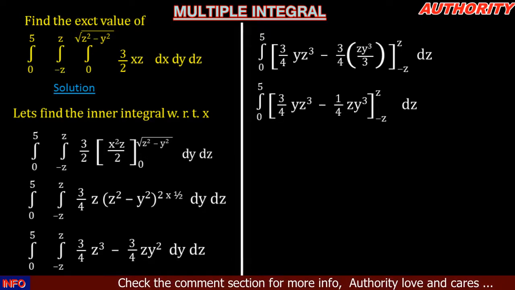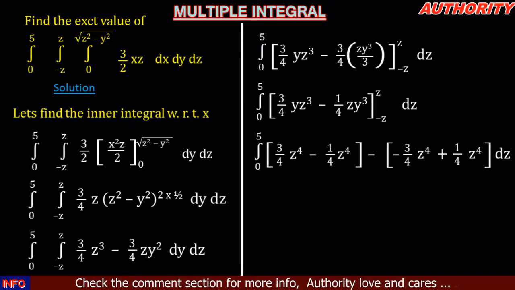All right, and then we have the limit from minus z to z, then we have dz. Okay, so from here now we are going to plug in the upper limit minus the lower limit. The upper limit is z and the lower limit is minus z. Now that means we're going to have the integral from 0 to 5, 3 all over 4. In place of y, we replace with z, right?